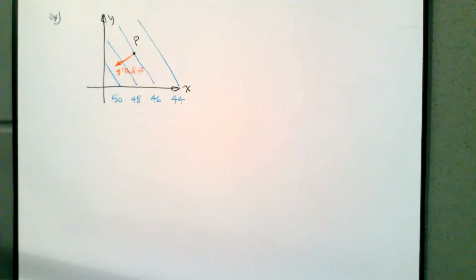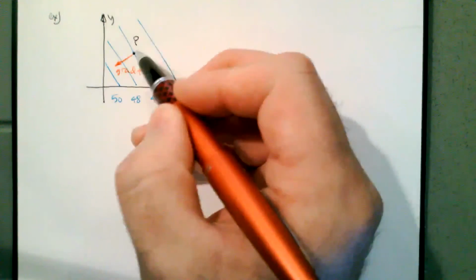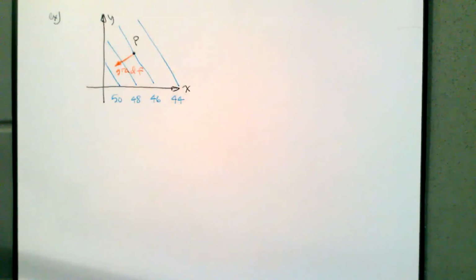So for those problems, that's what you're looking for. You want the gradient to be perpendicular to the contour and in the direction of maximum increase. The direction of maximum decrease will just be the opposite of the gradient, minus gradient.